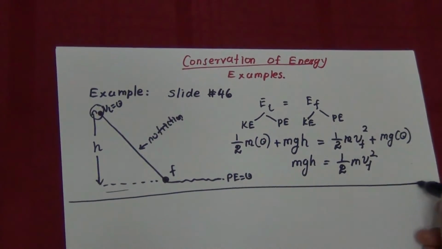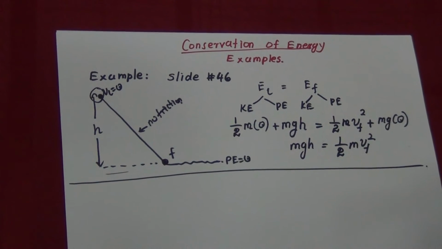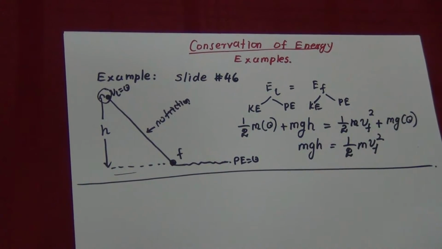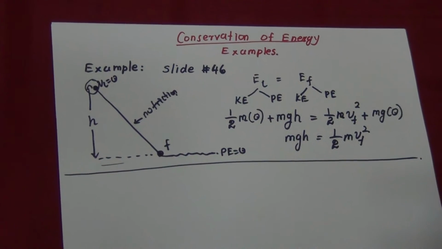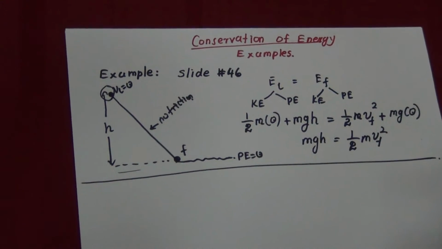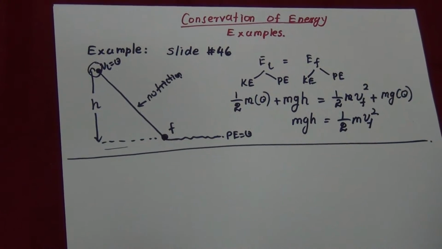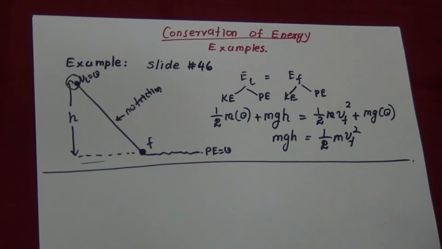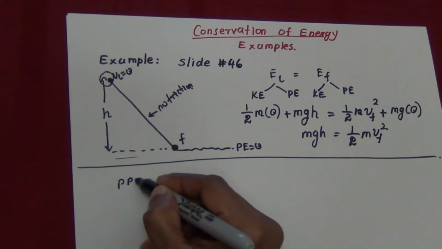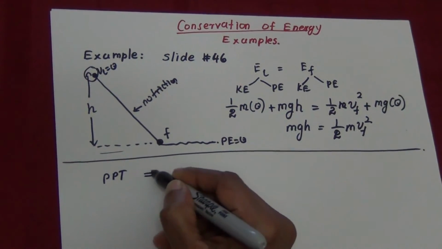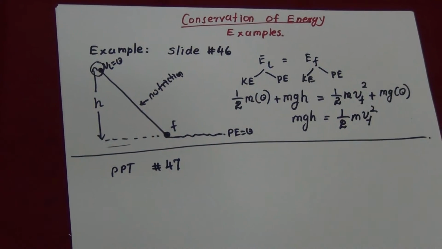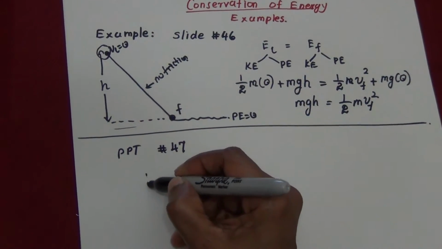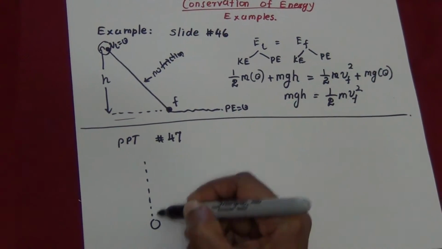My second example is in the PowerPoint slide. Give me 1 second. So the next one, number 47. Number 47. So that's a pendulum. So you know the pendulum will oscillate back and forth.